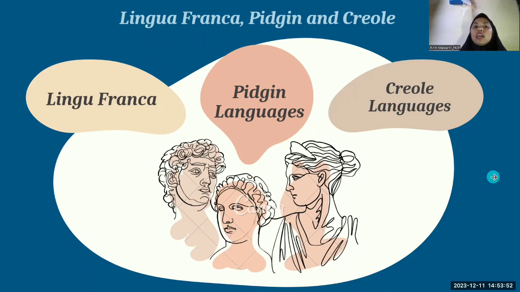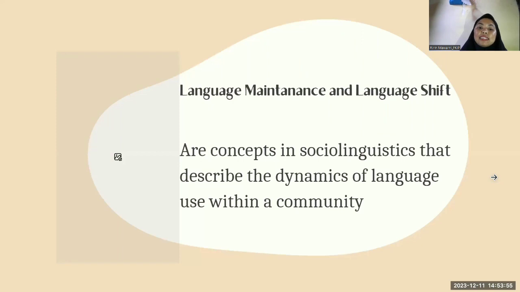Okay, we're going to the last slide. I mean, the last material. It's about language maintenance and language shift. So language maintenance refers to the continuation and preservation of a particular language within a community across generations. It involves efforts to ensure that the language remains actively used in various aspects of daily life, including education, family communication, cultural practices, and more.